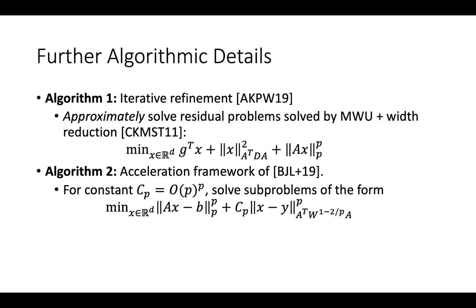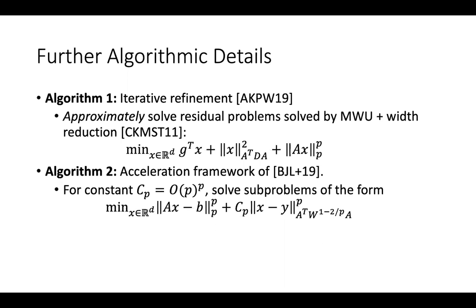The intuition is that when we set D to be W to the 1 minus 2 over p power, so when the ellipse is the ellipse given by the Lewis weights from the previous slide, it provides a good enough regularizer for the p-norm term, so it will converge quickly. Understanding where the 1/3 comes from involves understanding the width reduction precisely, but it follows similarly to previous ones.